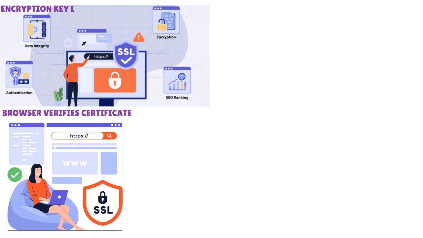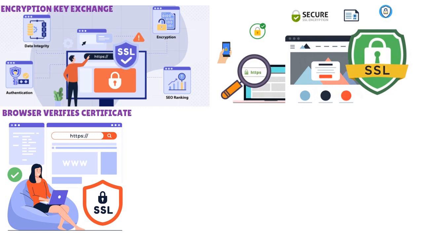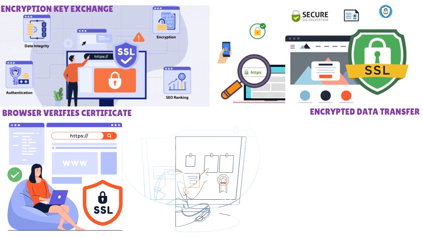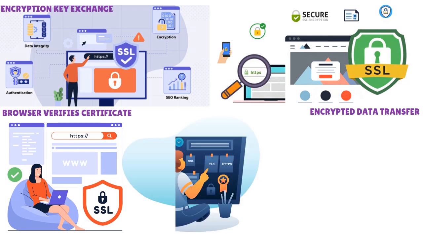Then there is an encryption key exchange. What happens here is that the browser and the server establish an encrypted connection by exchanging keys once the certificate is verified, and the browser uses the server's public key to encrypt information, which can only be decrypted by the private key. In other words, the decryption key that the server holds. And there is an encrypted data transfer. All data transferred between the browser and the server is encrypted after the secure connection is established, which ensures it cannot be read by anyone intercepting the data. If someone were to intercept the data, they'll just be reading gibberish, okay?